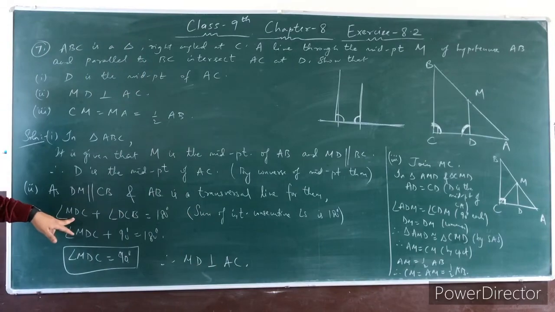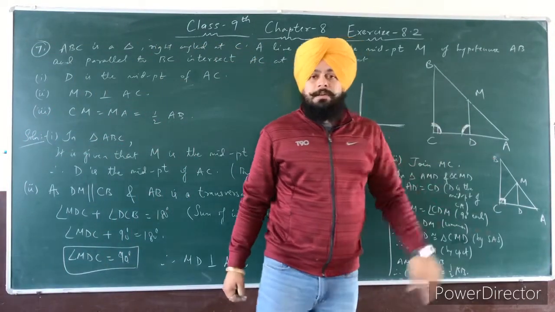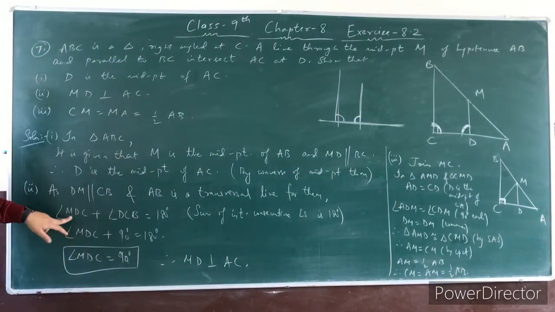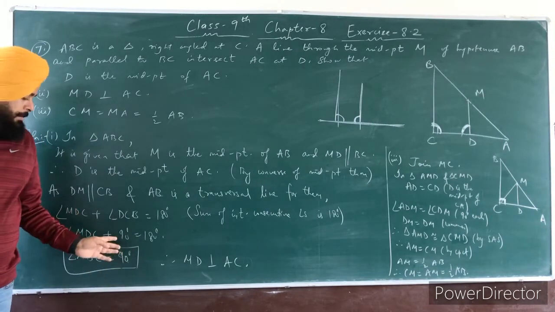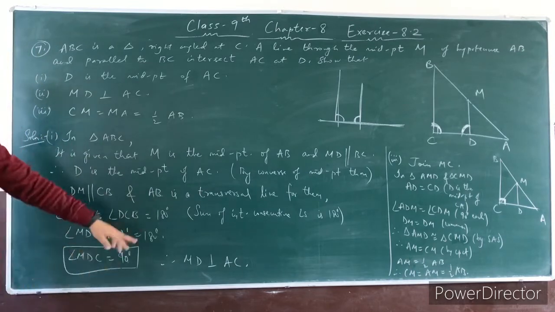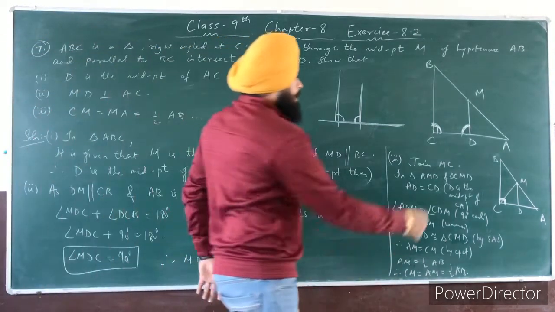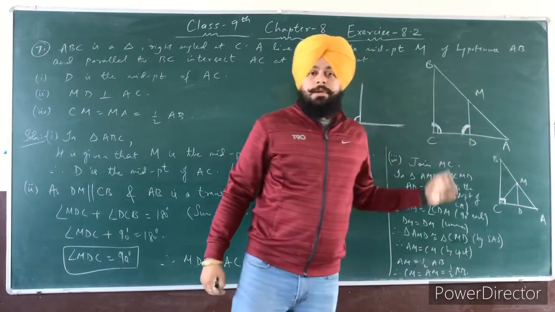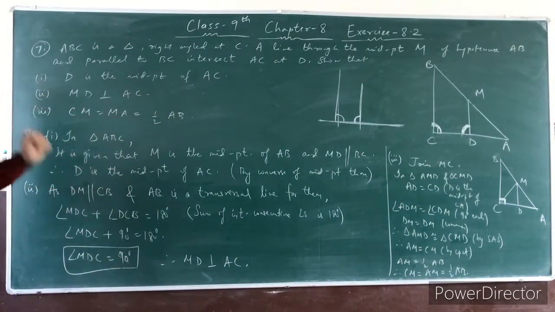Now we know that angle DCB measures 90 degrees. Subtracting this 90 degrees from 180 degrees, the measure of angle MDC is also 90 degrees. So if this is 90 degrees, then we can say that MD is perpendicular to AC. This is the proof of the second part.